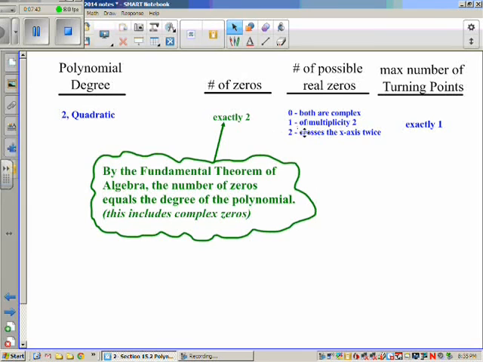And finally, if it crosses the x-axis twice, like we saw in the first example, the vertex is below the x-axis and it opens up. Or you could have a vertex above the x-axis where the parabola opens down. And the max number of turning points going from increasing to decreasing is exactly 1 for those.